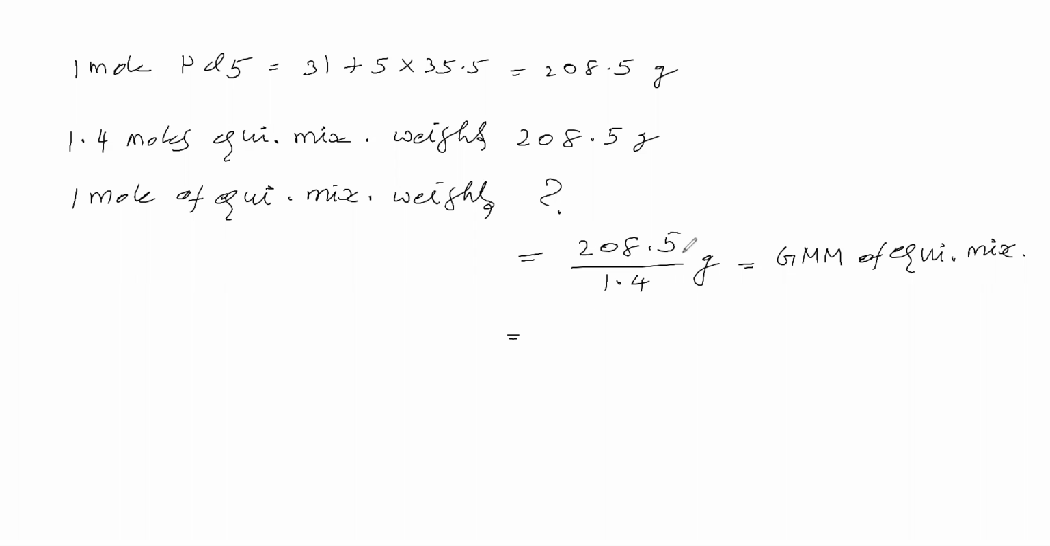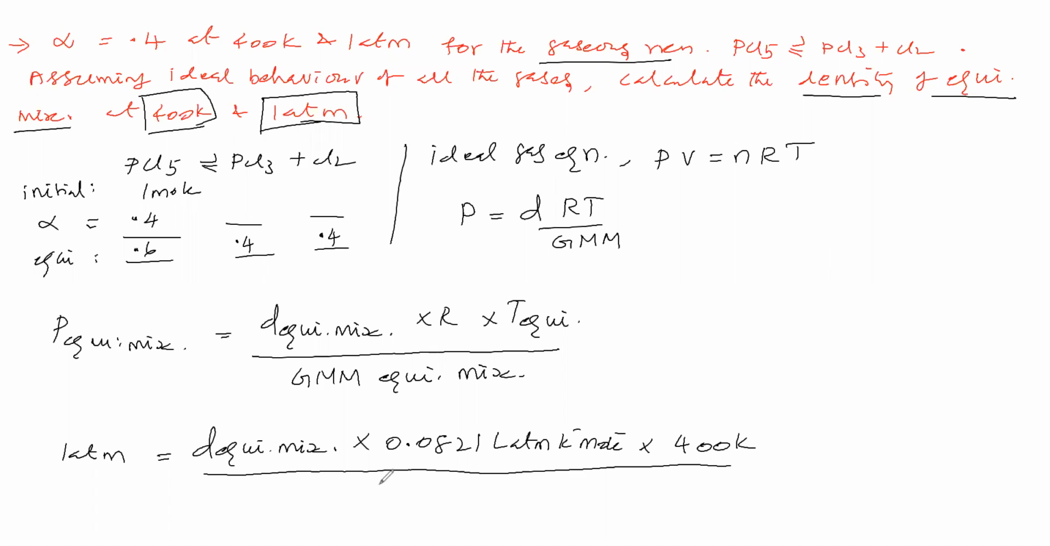Why are we saying this is the gram molecular mass of the equilibrium mixture? Because 1 mole of equilibrium mixture weighs this much. Therefore, it is called the gram molecular mass of the equilibrium mixture. We substitute here 208.5 by 1.4 gram per mole.